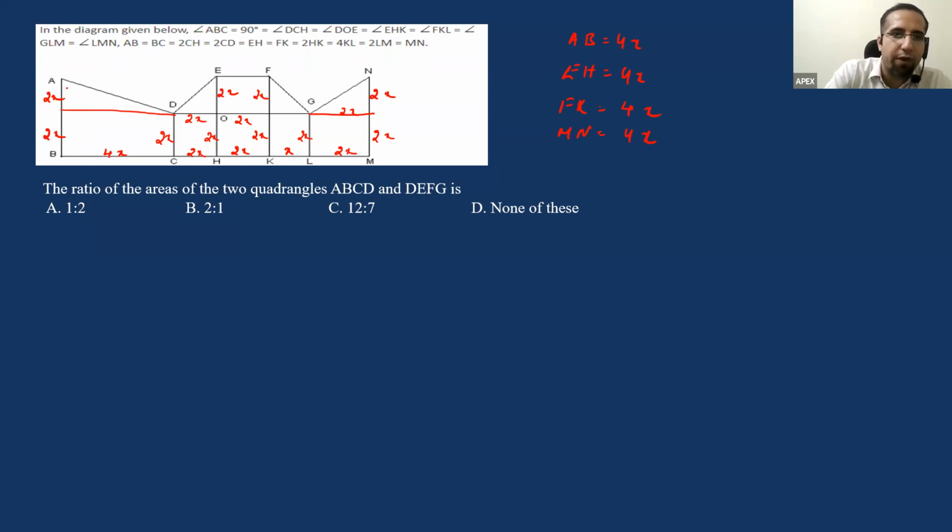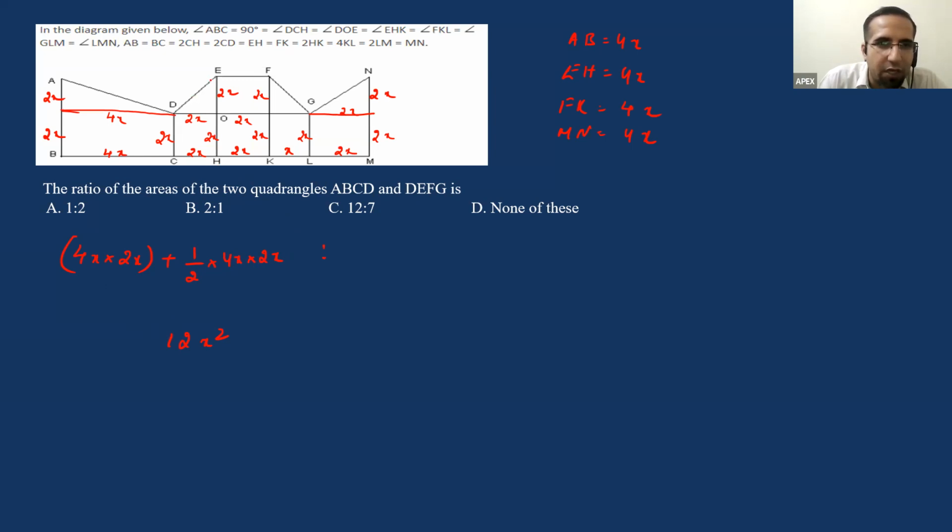Now the question is asking you to find the ratio of the areas. What is ABCD? ABCD is length into width, 4x into 2x, plus half into 4x into 2x. This is 8x square plus 4x square, which will give you 12x square. S2.